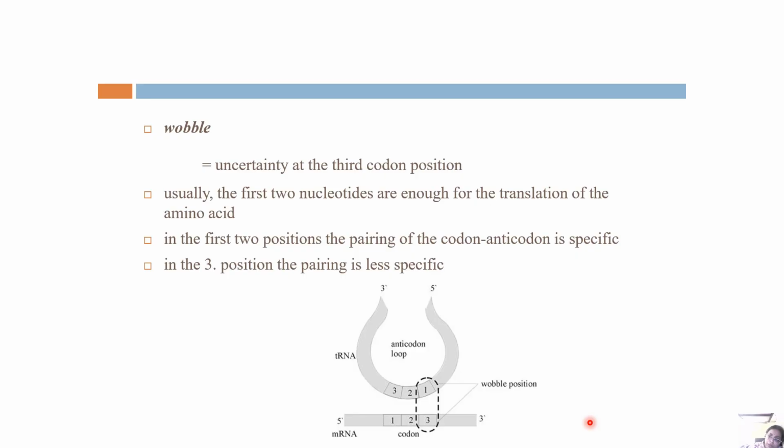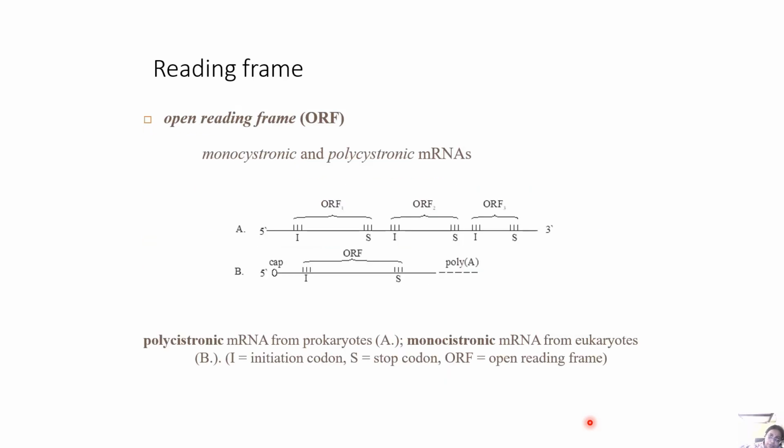Now we talk about wobble base. It's basically the uncertainty at the third codon position. Usually the first two nucleotides are enough for the translation of the amino acid. In the first two positions, the pairing of the codon-anticodon is specific. In the third position, the pairing is less specific. Then we have the open reading frame, which is seen in monocistronic and polycistronic mRNAs. Polycistronic mRNA is from prokaryotes, monocistronic mRNA from eukaryotes.